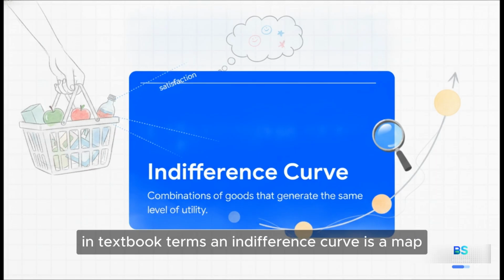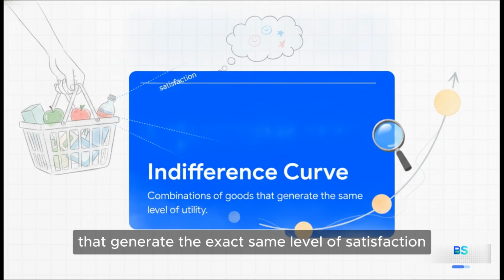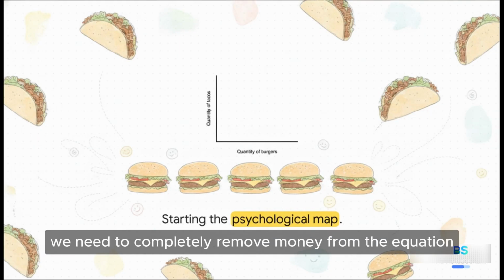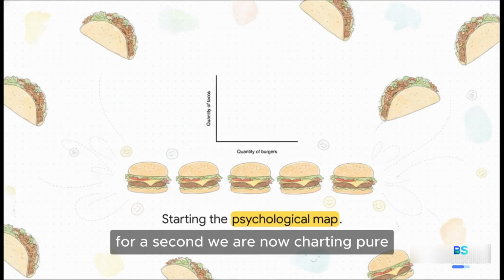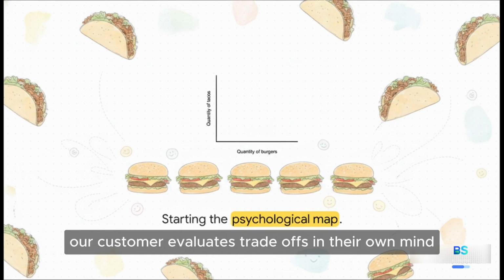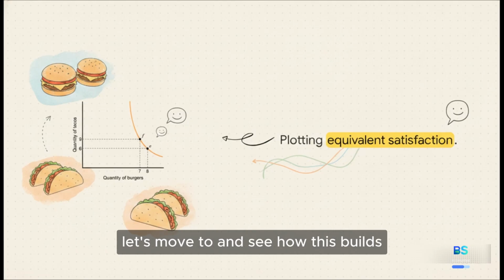In textbook terms, an indifference curve is a map showing all the different combinations of goods that generate the exact same level of satisfaction for a person. To actually map this out, we need to completely remove money from the equation for a second. We are now charting pure, unadulterated human preference to see exactly how our customer evaluates trade-offs in their own mind. Let's move on and see how this builds.